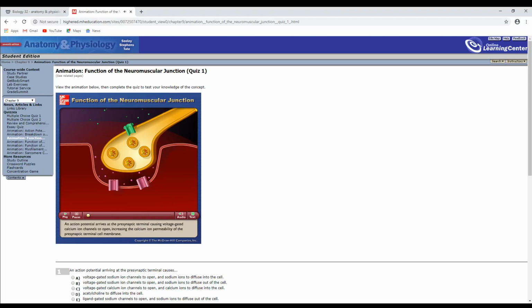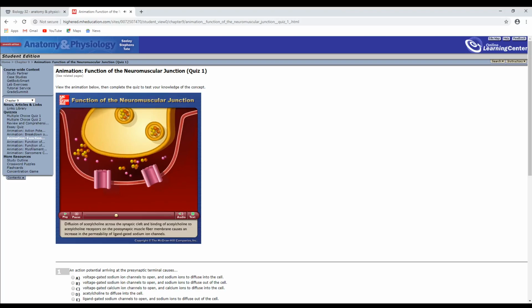An action potential arrives at the presynaptic terminal, causing voltage-gated calcium ion channels to open, increasing the calcium ion permeability of the presynaptic terminal cell membrane. Calcium ions enter the presynaptic terminal and cause vesicles to release their neurotransmitter acetylcholine from the synaptic vesicles into the synaptic cleft.